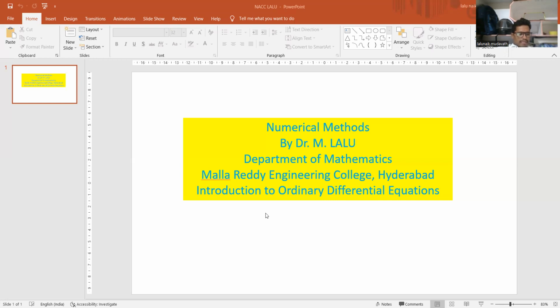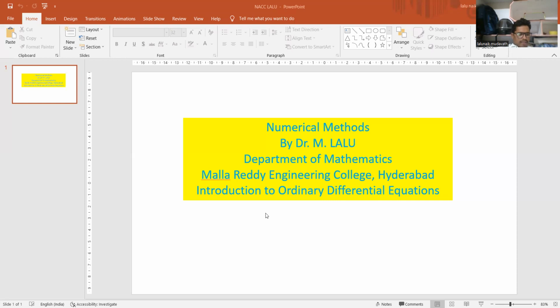If dou f by dou y exists and it is bounded, then it must satisfy the Lipschitz condition. However, a function f of x comma y may be Lipschitz continuous, but dou f by dou y may not exist. For example, f is equal to x square into modulus of y, with modulus of x less than or equal to 1 and modulus of y less than or equal to 1, satisfies the Lipschitz continuity in y, but dou f by dou y does not exist.